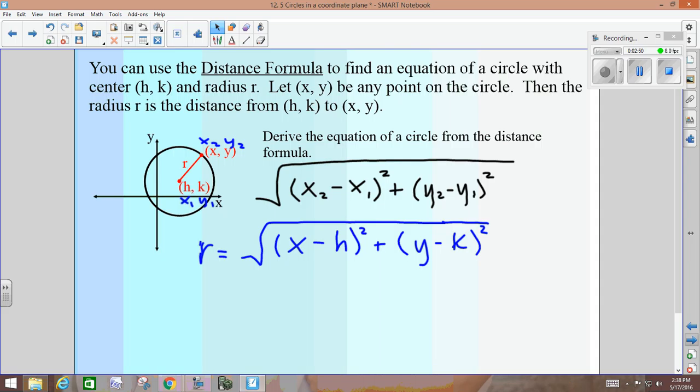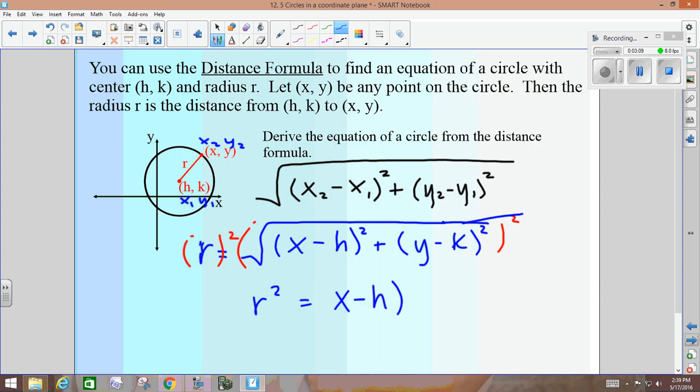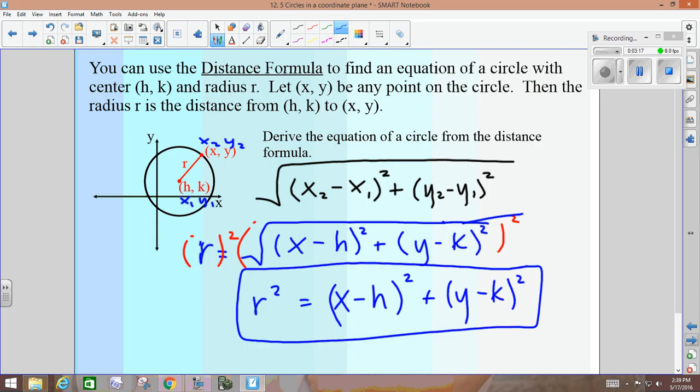How could I get rid of this square root symbol on the right side? It's the inverse of square rooting something. Square it. I'm going to square both sides. On the left side, that's just going to be r squared. And then on the right side, the square root and the square cancel each other out, so then you're left with x minus h quantity squared plus y minus k quantity squared. This is the equation of a circle.